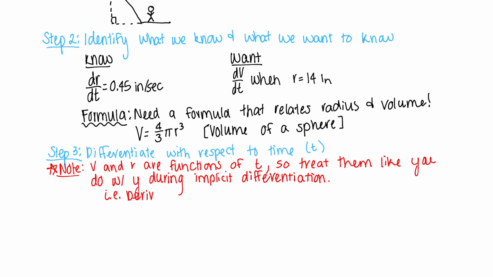So the derivative of v would be dv dt. Instead of dy dx, we'd use dv dt. The derivative of the radius would be dr dt.